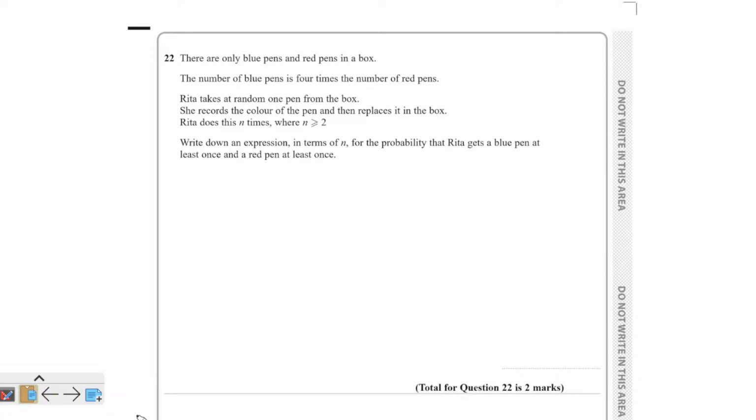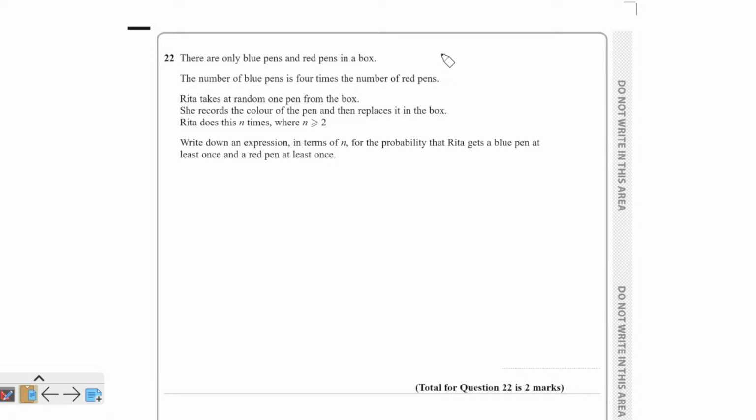Okay, we're getting closer to the end now. I've got 3 more questions, okay. So, question 22. There are only blue pens and red pens in a box. The number of blue pens is 4 times the number of red pens. So, this, I tend to like to translate it, to be fair, into X. You don't always have to, but sometimes I like to translate it. So, blue pens is 4 times the number of red pens.